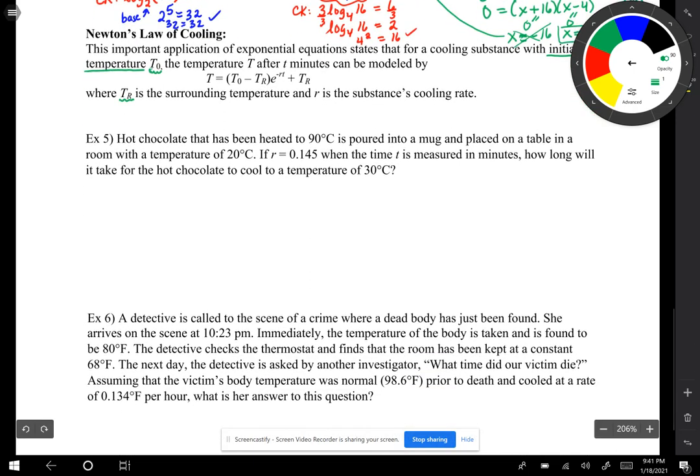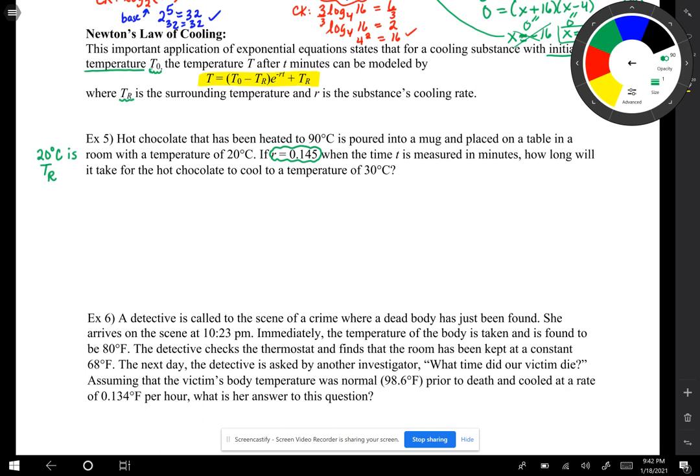Let's use that equation right here to do example 5. Hot chocolate that has been heated to 90 degrees Celsius is poured into a mug and placed on a table in a room with a temperature of 20 degrees Celsius. So 20 degrees Celsius is the room temperature. Little r is a cooling rate. It's already given to you, so you don't have to worry which one is which.